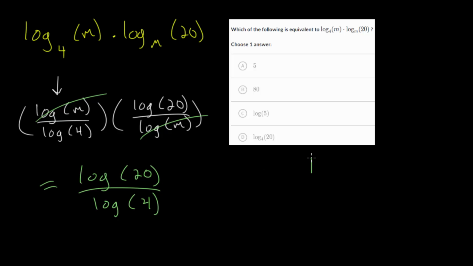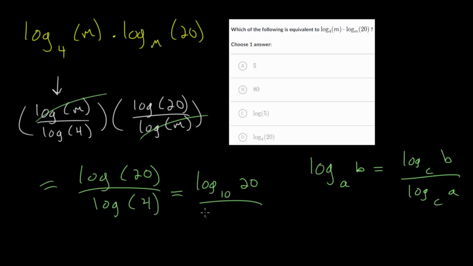So remember, the change of base rule, if we write it out generally, log base a of b is equal to log base c of b divided by log base c of a. So we're basically on this right-hand side where, let me just rewrite it with base 10. So log base 10 of 20 divided by log base 10 of 4. Notice that our c value from this formula is 10, and our b value is 20, and our a value is 4. So we can go back to this original logarithm, recombine them.